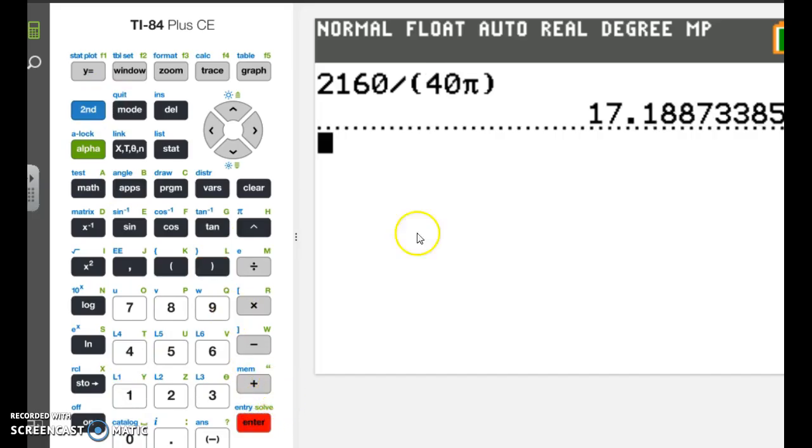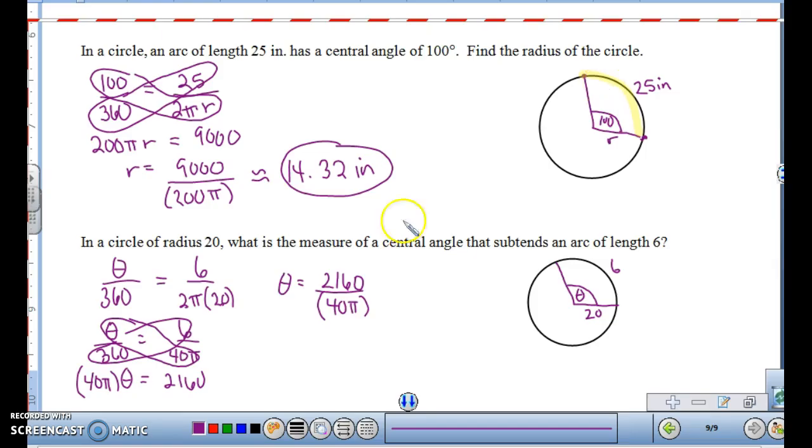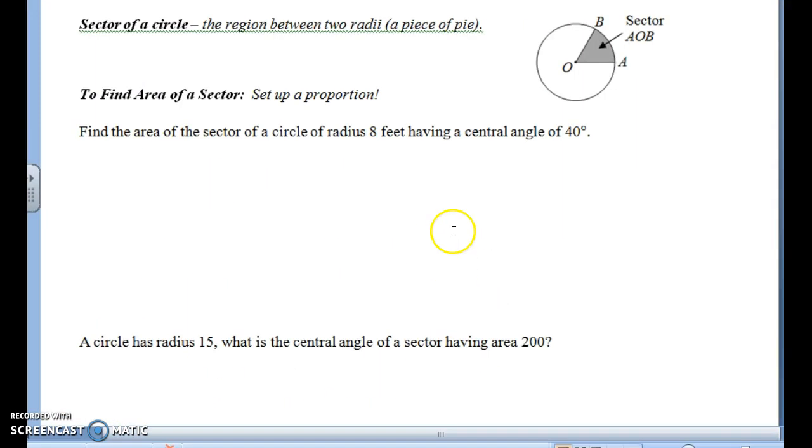And rounded off, it's approximately 17.19. This is an angle, so it'll be 17.19 degrees. Okay, so that is arc length. Now we can also do the area of a sector the same way.